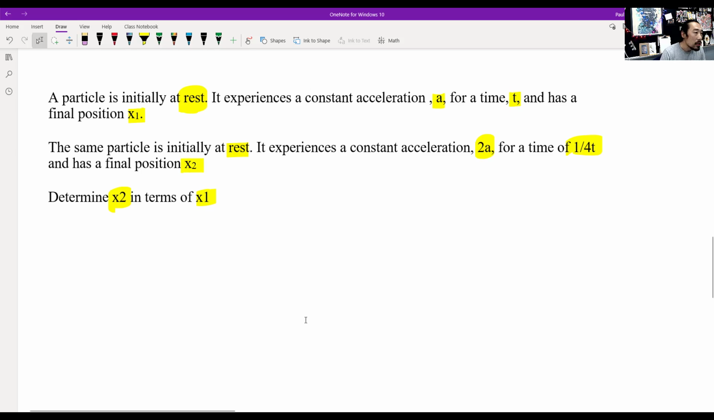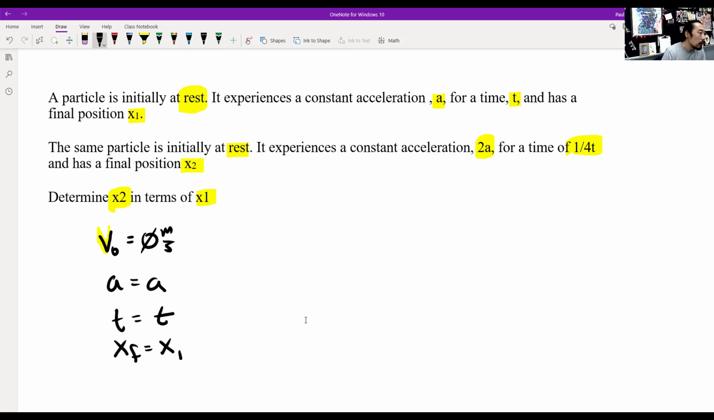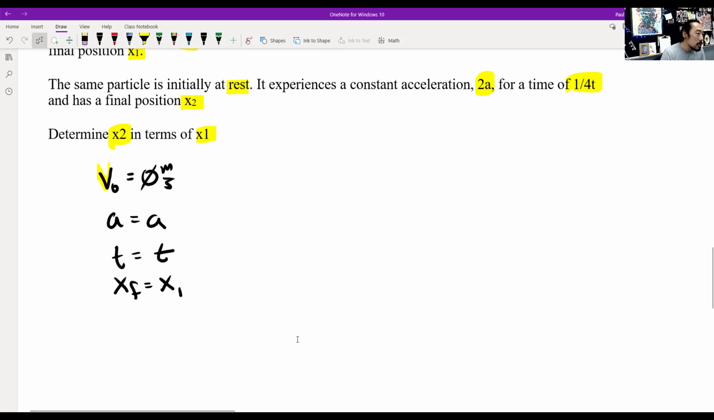All right, so same thing. I'm going to create my table of knowns. We know the particle is initially at rest, so your initial velocity is equal to 0 meters per second. It experiences a constant acceleration of a for a time of t and has a final position of x1. So xf is equal to x1. Now, this is one of those situations where the problem doesn't give you initial position, and it's one of those things where if they don't give you initial position, we can always assume that the initial position will be just 0.